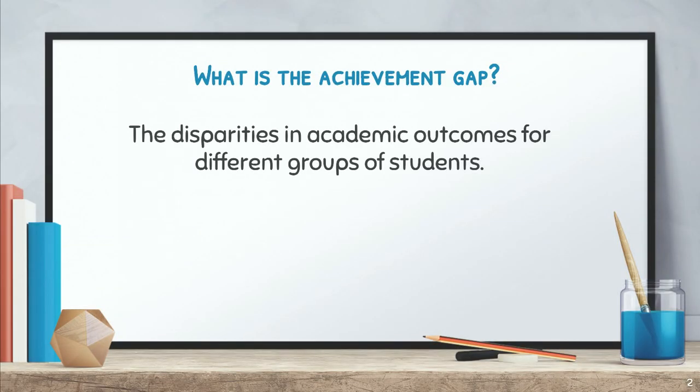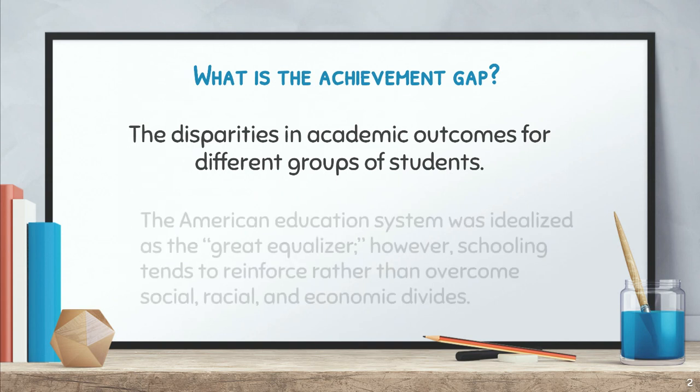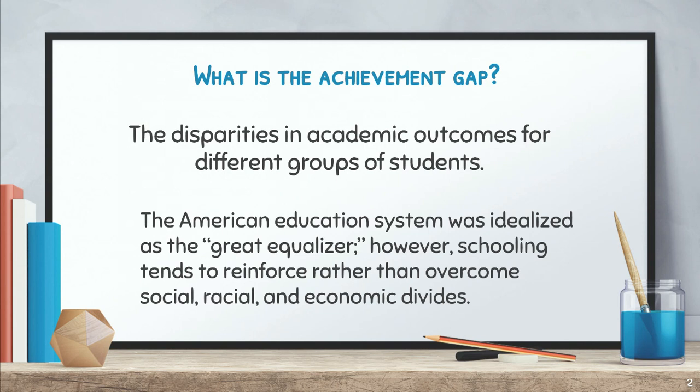The achievement gap refers to the disparities in academic outcomes for different groups of students. These outcomes are usually high stakes test scores, such as the SOL tests in Virginia. Many education scholars argue that our American education system is not the great equalizer, but is in fact a system that reinforces rather than overcomes our social, racial, and economic divides. In other words, the great equalizer of American education often works to produce gaps and reinforce our differences.